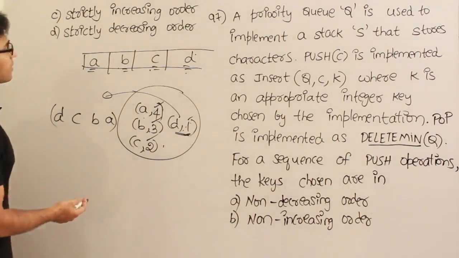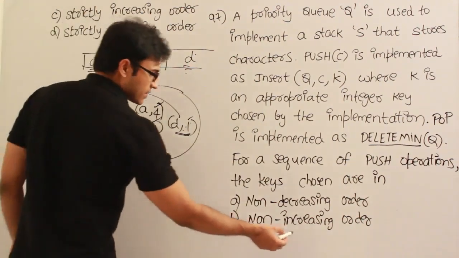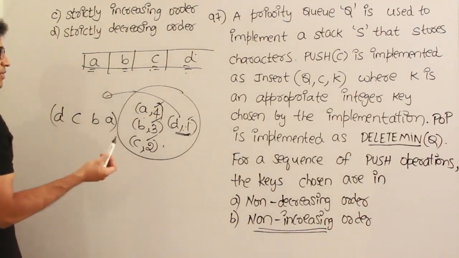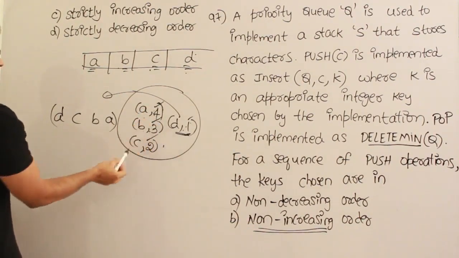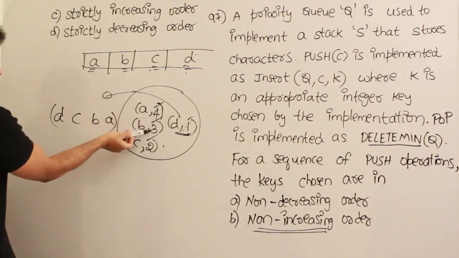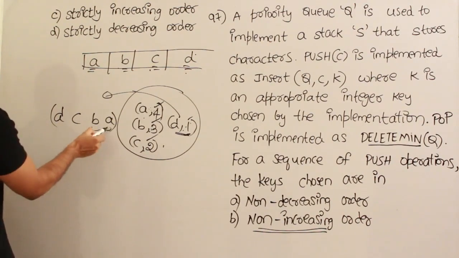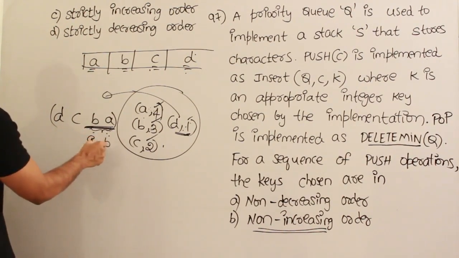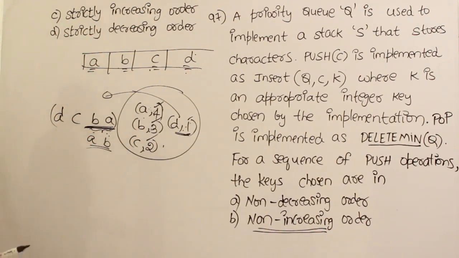So strictly decreasing or non-increasing, which one? Non-increasing means you could even assign the same number to two variables, which means you can assign 4 to A as well as 4 to B. If I assign A and B both as 4, there will be a dilemma. Whenever I try to delete the min, either A could come out or B could come out. It need not be only B followed by A, isn't it? So it could be A, B also. That is why it should strictly be decreasing. It should not be non-increasing, right?